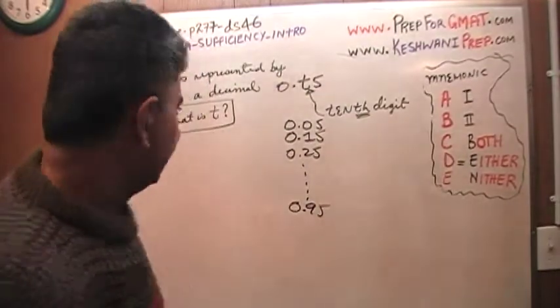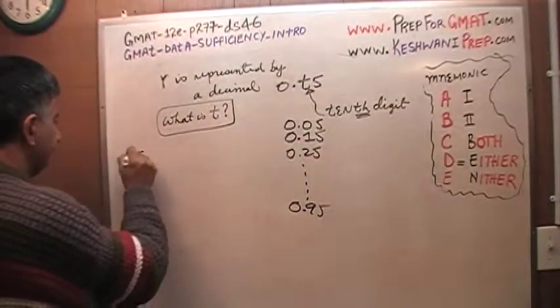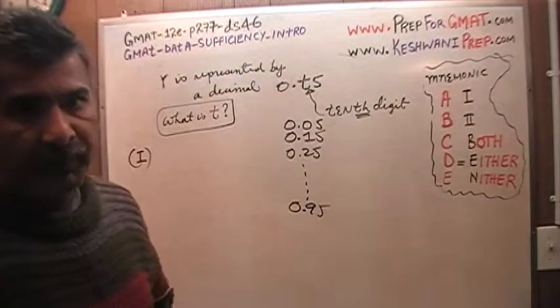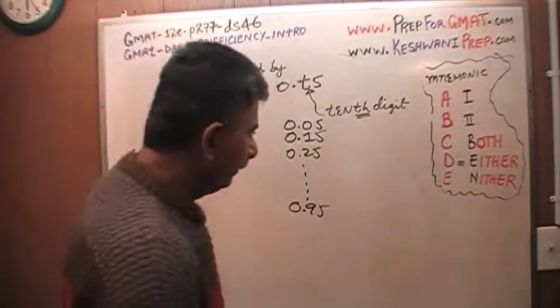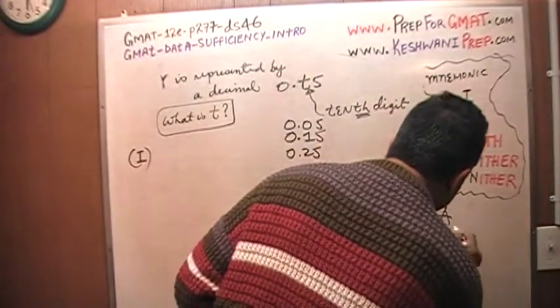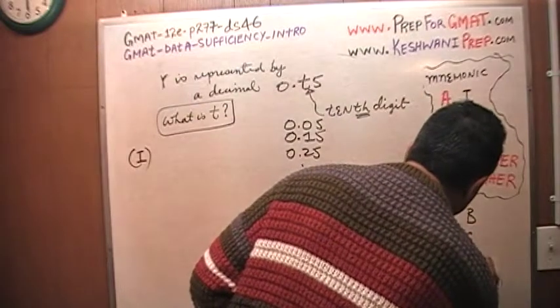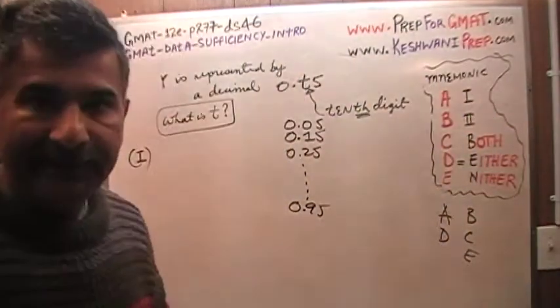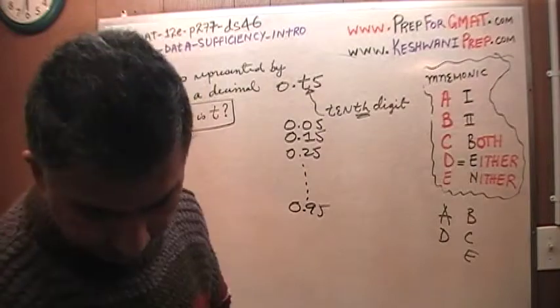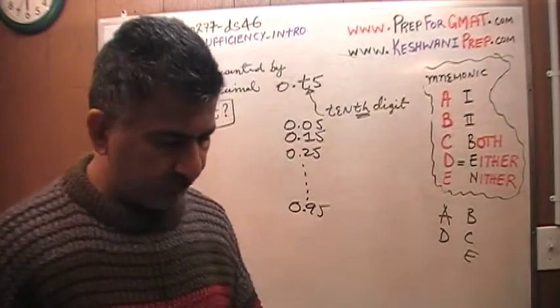Let's see what they give us in the first statement. Since this is a data sufficiency problem, the very first thing we should do is write down AD BCE. AD BCE. Get in the habit. Let's see what they give us in the first statement.